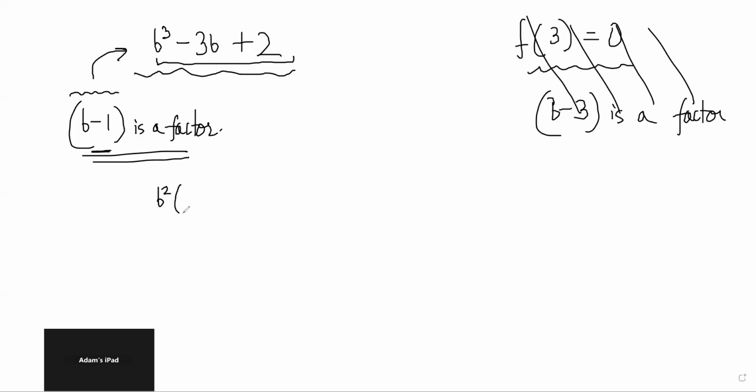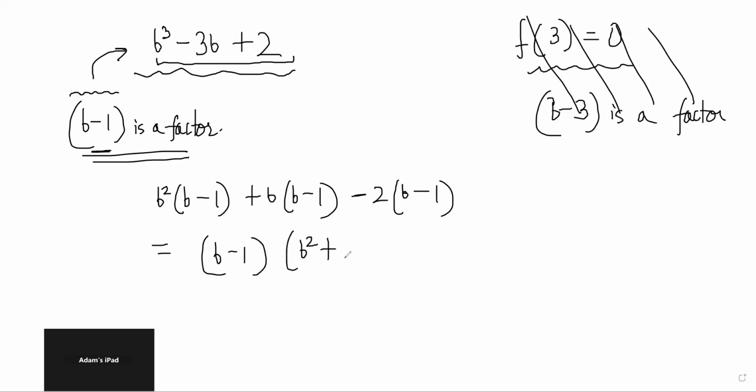So I'll say b square into b minus 1 minus b square. So plus b into b minus 1 minus b and minus 2 into b minus 1. So I'm doing the division only. So I'm getting b minus 1, b square plus b minus 2, right? You can multiply and check. That is the same thing as this. This is just division. I have just done division. And I have taken out b minus 1, right?